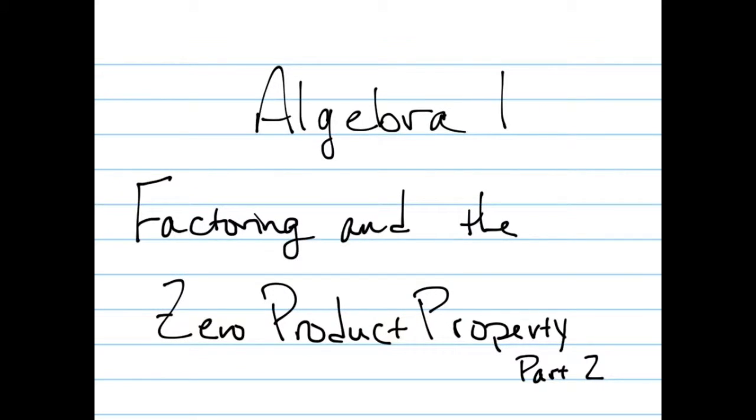Today we're continuing covering factoring polynomials and solving using the zero product property. In the first lesson that we covered this, we factored and applied the zero product property separately. Today we're going to put them together. So let's take a look at our first equation. 2x squared plus 8x equals 0. So our first step in solving this is to factor.